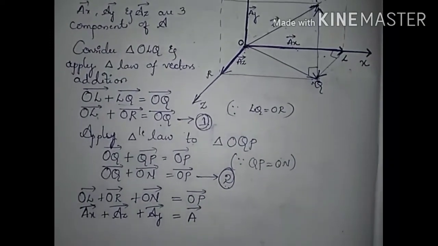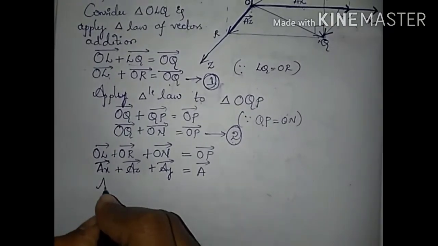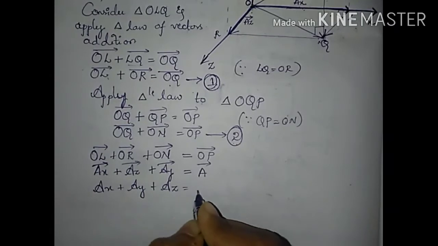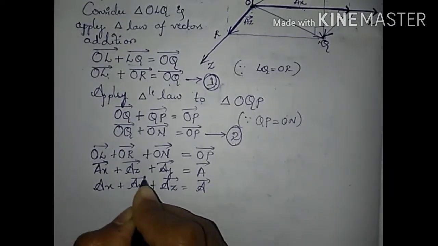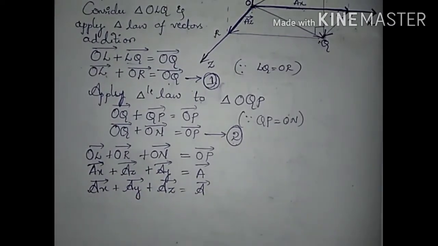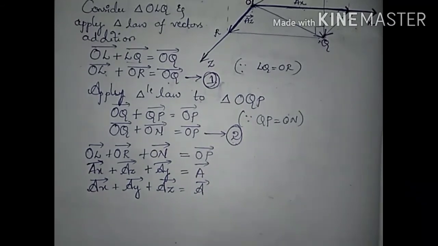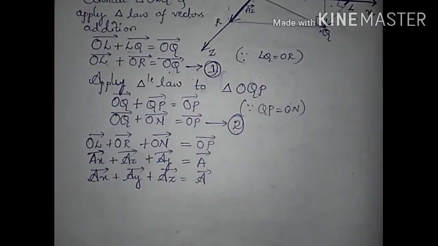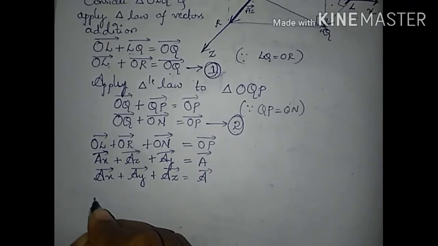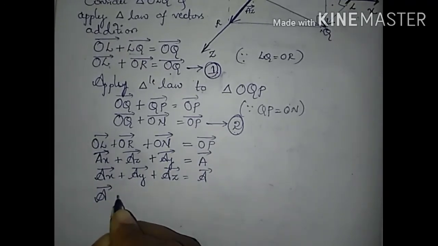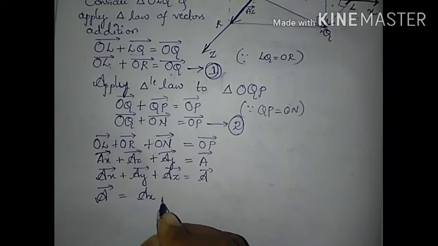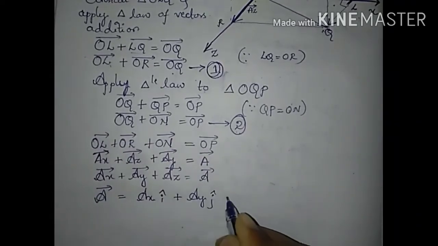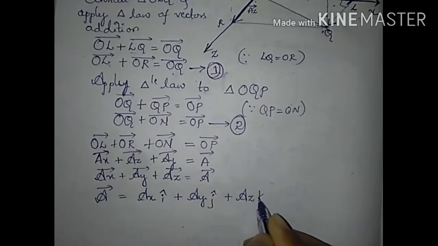Now if you rearrange the equation, what will you get? AX plus AY plus AZ is equal to A. So we know the unit vectors along the x-axis, y-axis and z-axis. So this can be written as what? A is equal to AX i cap plus AY j cap plus AZ k cap.